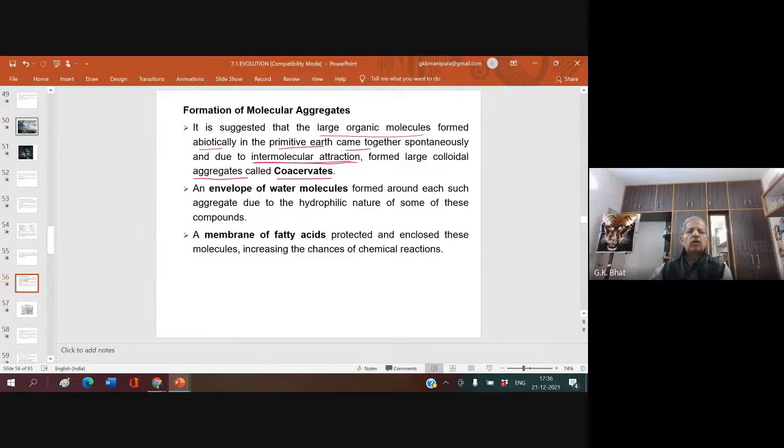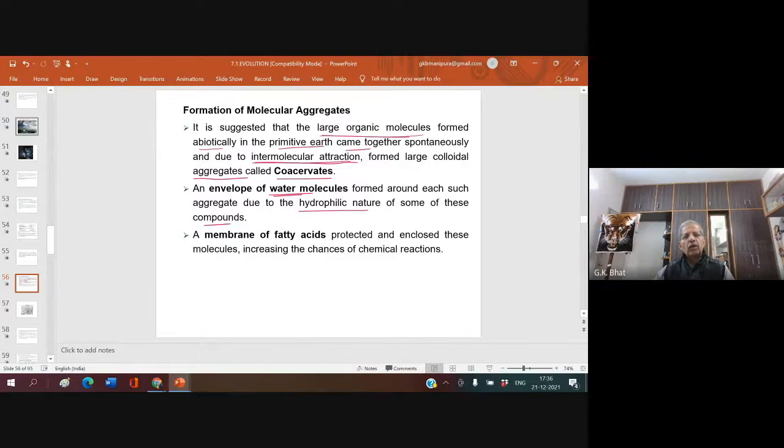Later, around these coacervates, an envelope of water molecules formed. Around each of these aggregates, called coacervates, due to the hydrophilic nature of some of these compounds. So you must remember, if it is asked, what is a coacervate? A coacervate is nothing but the aggregation of large organic molecules. Around this, we could see the envelope of water molecules.